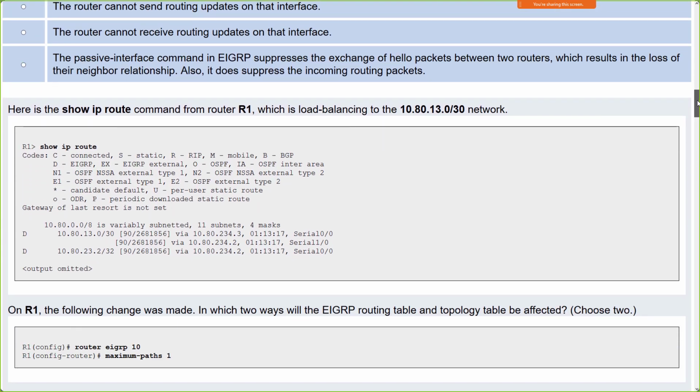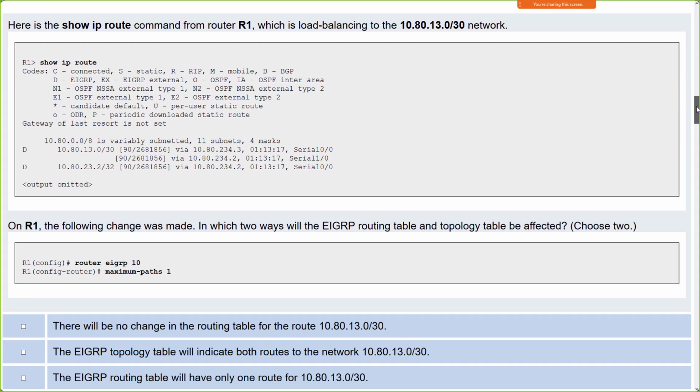Here is a show IP route command on router 1, which is load balancing to the 10.80.13.0 subnet. All right. So we can see that we've gone through 234.3 and 234.2 with the same metric, 268.1856. On router 1, the following change was made. In which two ways will the routing table and topology table be affected? So they did a maximum paths of 1, which means that load balancing is no longer permitted. We're only allowed to choose one path.